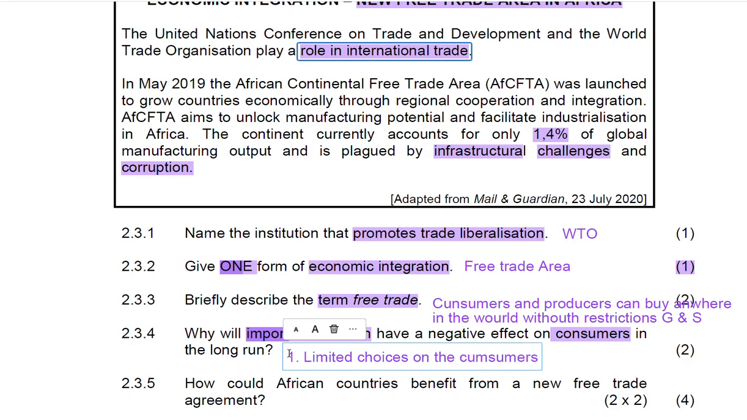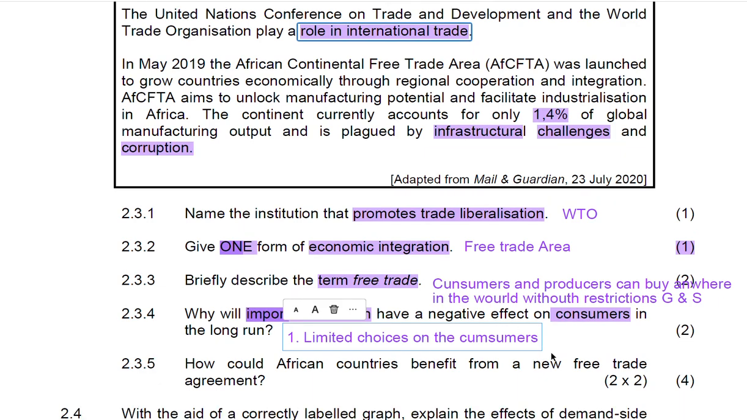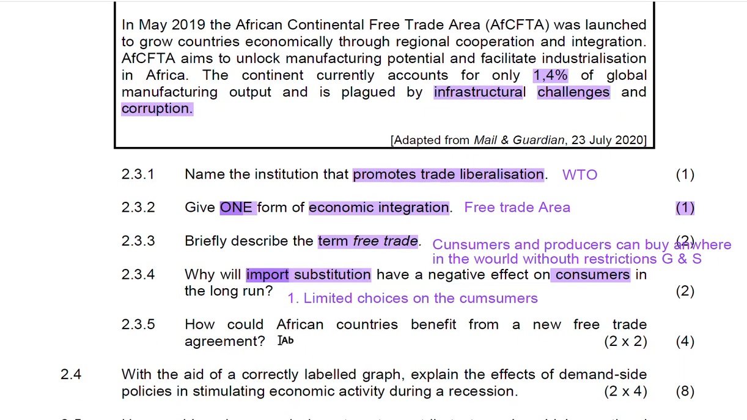I've already stated the other one, that obviously there will be no competition and the prices might be pushed up by the sellers. Now we're going to look at 2.3.5. How could African countries benefit from a new free trade agreement?